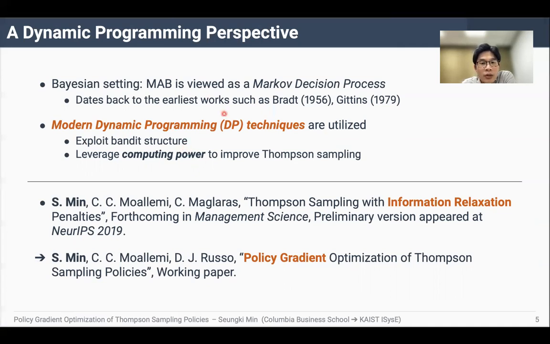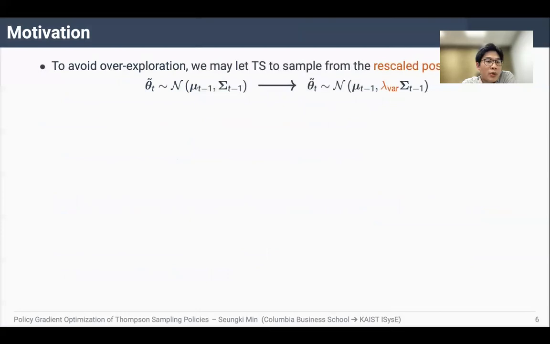So with the same goal, in the past, we have suggested two approaches with different modern dynamic programming techniques. And today we'll be focusing on the more recent one, where we utilize the policy gradient method. So it was a long introduction. So let me illustrate the main motivation of this paper.